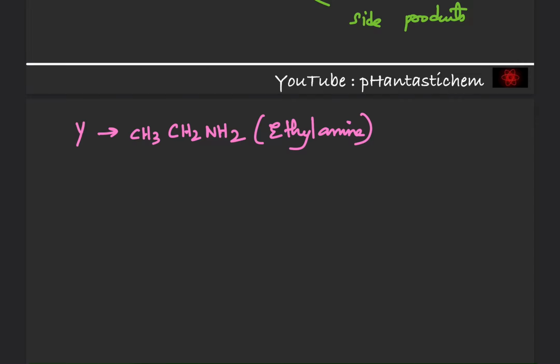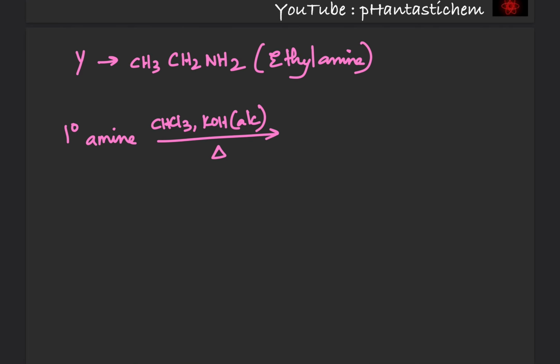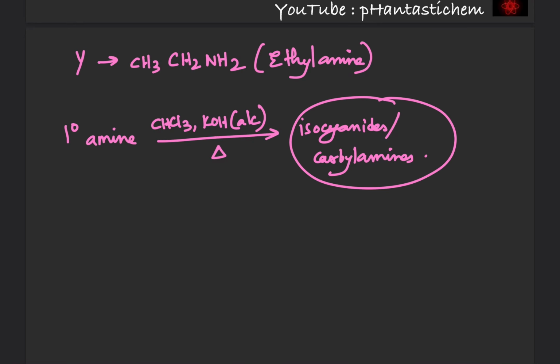And when a 1-degree or primary amine is warmed with chloroform and an alcoholic solution of KOH, so when you have a 1-degree amine and it is heated with chloroform CHCl3 and an alcoholic solution of KOH, it gives isocyanides or carbylamines. We get isocyanides, which are also known as carbylamines. Okay, and these guys have a very unpleasant odor.